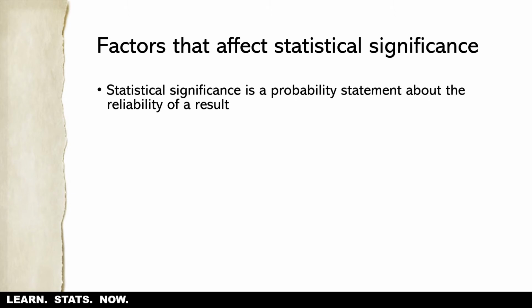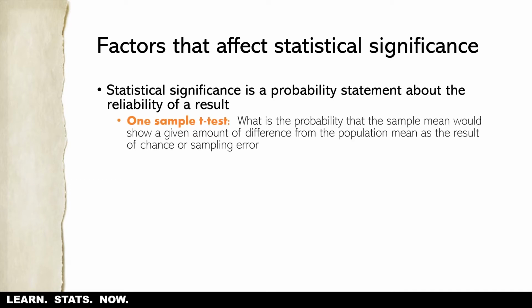Okay, so factors that affect statistical significance. Again, when we say a finding is statistically significant, all that is, is a probability statement about the reliability of a result. So in a one sample t-test, the question we're asking is, what is the probability that the sample mean would show a given amount of difference from the population mean as the result of chance or sampling error? The answer to that is the p-value. So if the p-value is really small, we say, hey, it's pretty unlikely that the result that we observed was due to chance or sampling error.